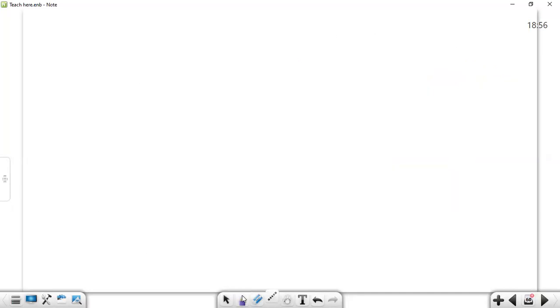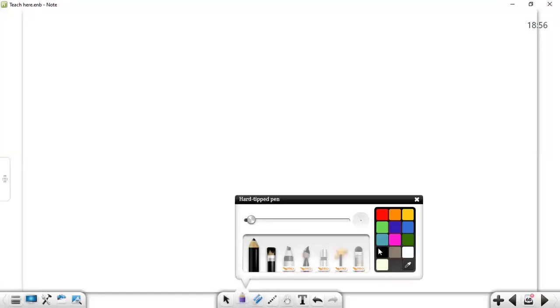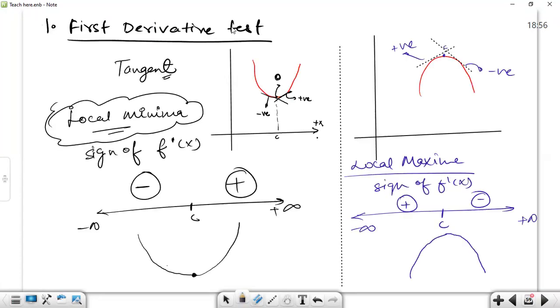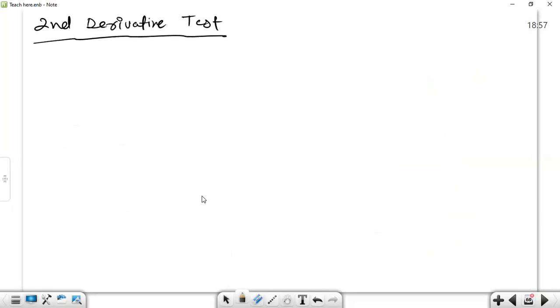Let's discuss the second derivative test. Second derivative test is used when the first derivative test fails, or you can also directly use this second derivative test. First derivative test fails when the value is 0, or both the signs of f dash of x are negative, negative, or positive, positive. In that case you will not be able to decide, so you can use the second derivative test.